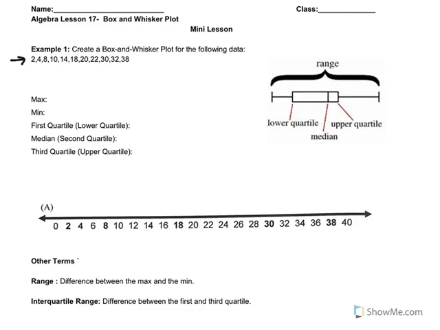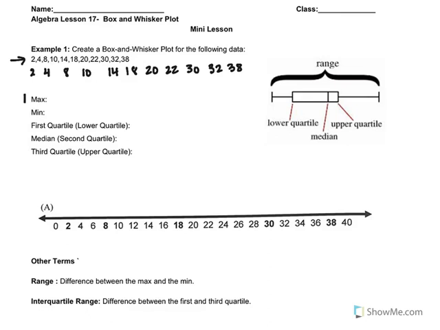The first thing that you want to do is make sure that your data is in order if you're doing it by hand. If you're doing it in the calculator, then your data doesn't have to be in order. But if you're doing it by hand, you want to make sure that your data is in order first. Now that I've written down my data in order, I want to figure out 5 specific points, which are these points that we have over here.